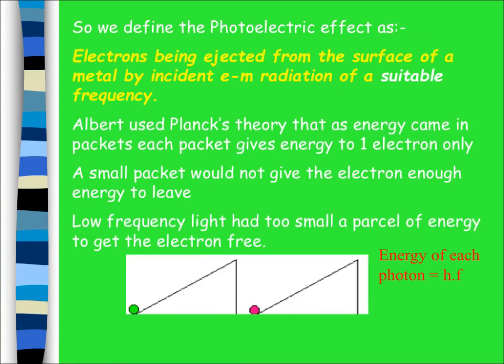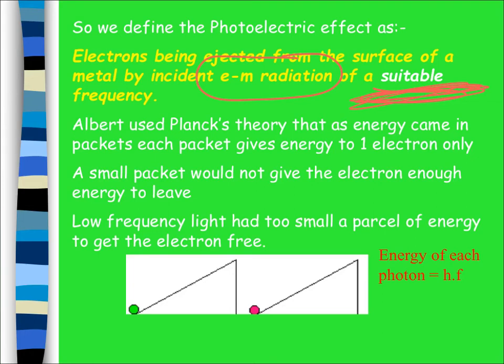You see, Einstein said that instead of it just being the photoelectric effect being electrons ejected from the... That was the word I was having trouble with, by the way. Electrons being ejected from the surface of a metal by incident electromagnetic radiation. Now, it says in some books light, but you must say EM radiation because it's much more correct. Electromagnetic radiation of a suitable frequency. It's got to be the right frequency. So he changed the definition of what the photoelectric effect is.